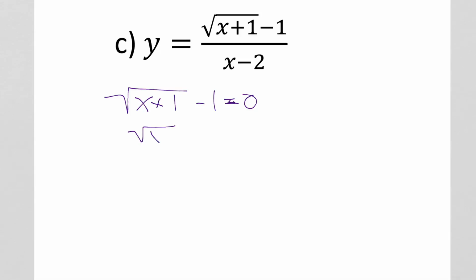Alright, well then the square root of x plus 1 has to equal positive 1, which means x plus 1 has to equal positive 1 if you square both sides. Right? Boom, boom. X plus 1 equals 1, so x equals 0. There's my 0 right there.